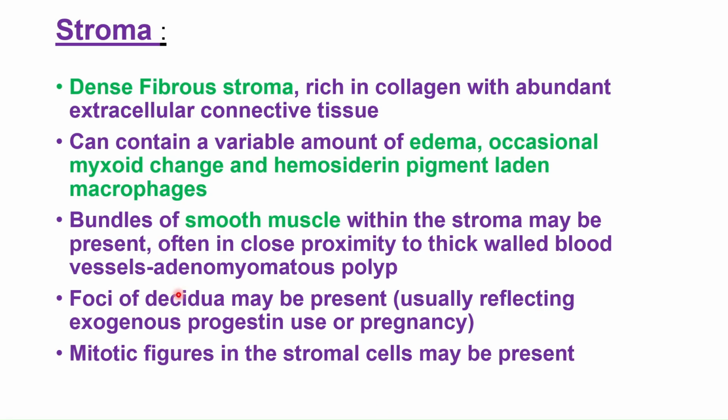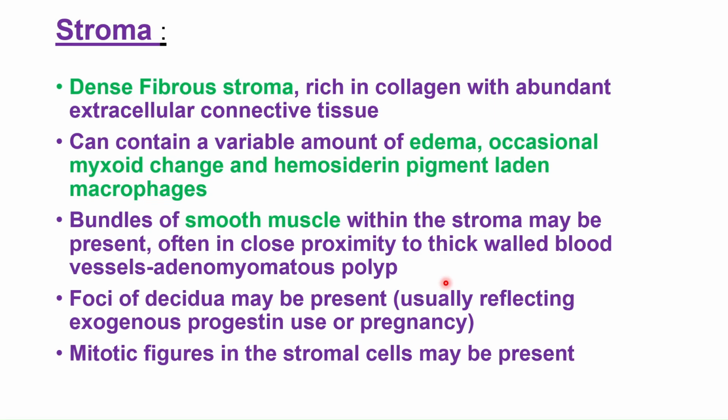This is stroma. So it is dense fibrous stroma rich in collagen with abundant extracellular connective tissue. It can contain variable amount of edema, myxoid change, and hemosiderin-laden macrophages. Bundles of smooth muscles within the stroma may be present, and it is often in the close proximity to thick-walled blood vessels.